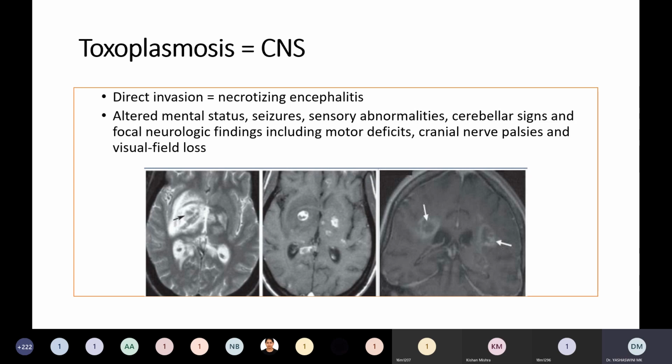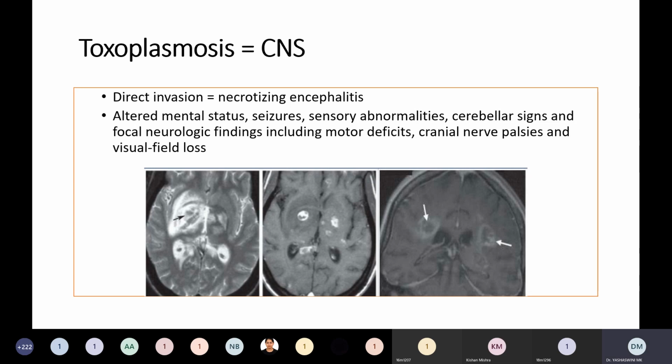So this is the oocyst, which is unsporulated. It is from the cat, which is an unsporulated oocyst, which is excreted from the cats.